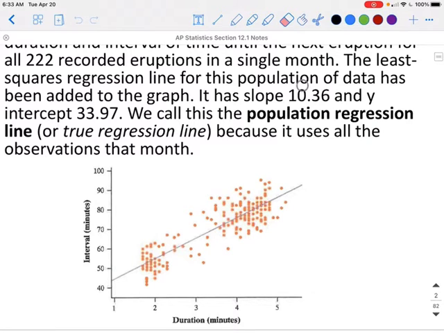It has a slope of 10.36 and a y-intercept of 33.97. We call this the population regression line or the true regression line because it uses all of the observations for that month.